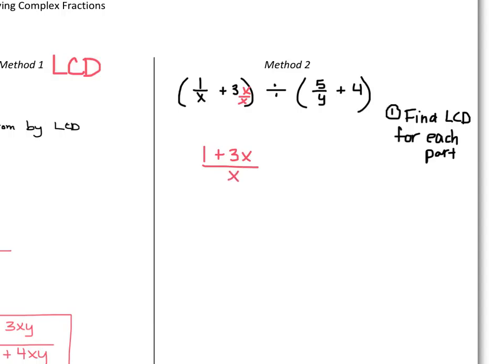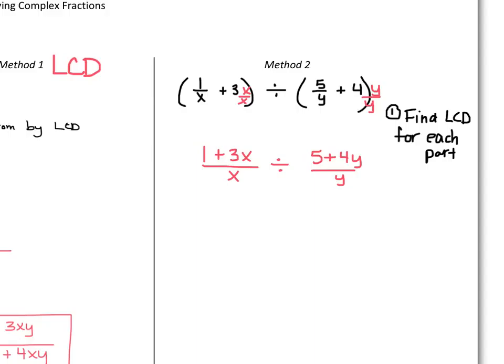I'm just combining those into one fraction. So what would the next one be? 5 over y plus 4 times y over y. I'll go backwards. Hold on. So the 4 is going to get multiplied by y over y. Have I lost anybody yet?